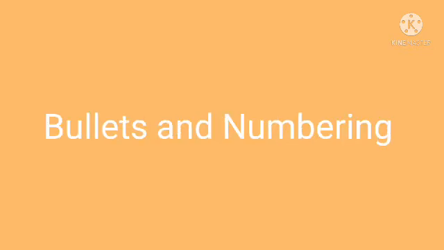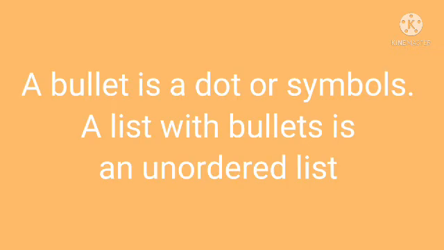The fifth topic we discussed is bullets and numbering. What is a bullet? A bullet is a dot or symbol, and by using the bullet option we can arrange the items in an unordered list.